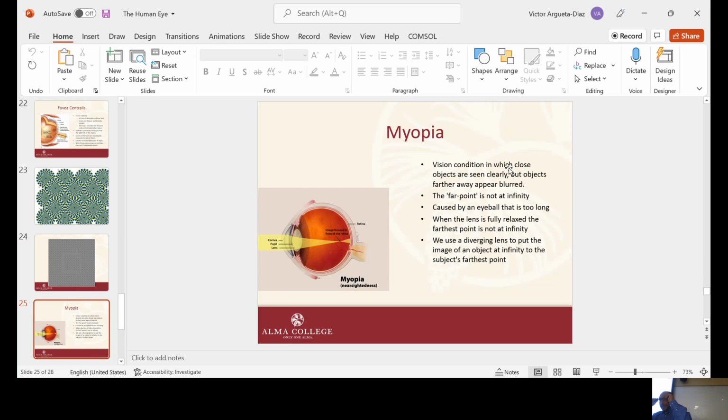So, for example, in my case, if I remove my glasses, I don't see you. Well, I do see you guys, but you're all blurry. Like, I know that you have a nose and two eyes, that's it. I may distinguish you because of the hair, but I don't know if you're smiling or have your eyes closed. So my far vision, instead of being at infinity, is somewhere closer.